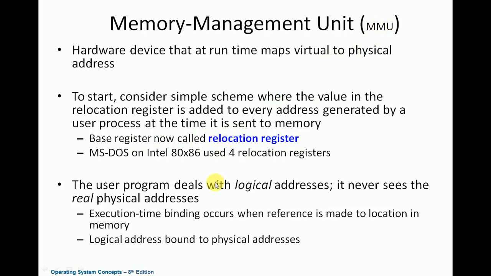We learned that the user program deals with logical addresses and never knows the real physical addresses. At execution time, binding occurs when a reference is made to a location in memory. It means a logical address is bound to a physical address. So during execution time, we need the actual memory address to fetch the instruction from memory. In that case, we need to bind the logical addresses generated by the CPU or program to the physical addresses.